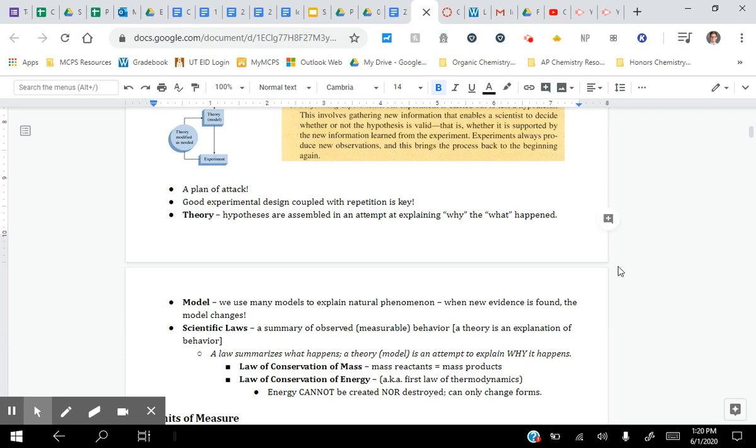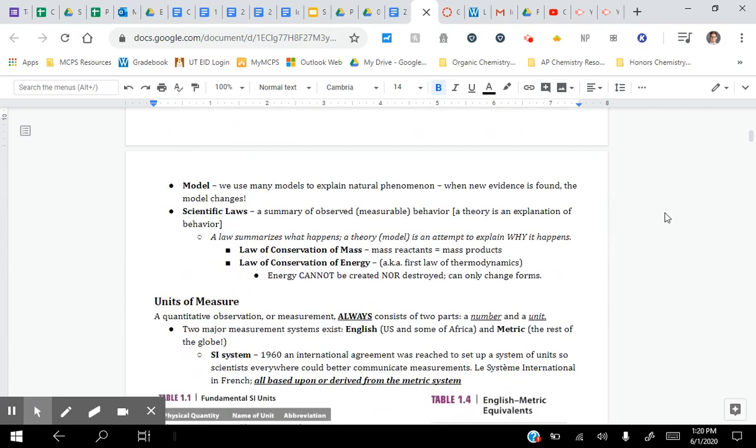We're also going to use models to help explain natural phenomena throughout the course. One of those models, as I mentioned before, is a particle diagram. There's going to be a lot of different modeling that we do in this course.